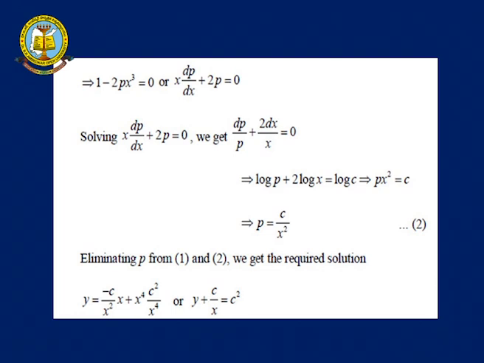Here, the other factor, 1 minus 2p x cube equal to 0, gives the singular solution. That is why we are taking only x into dp by dx plus 2p equal to 0. So this is one of the problems in solve for y.